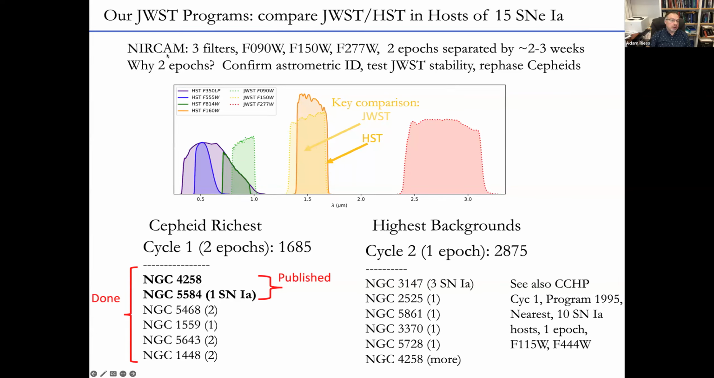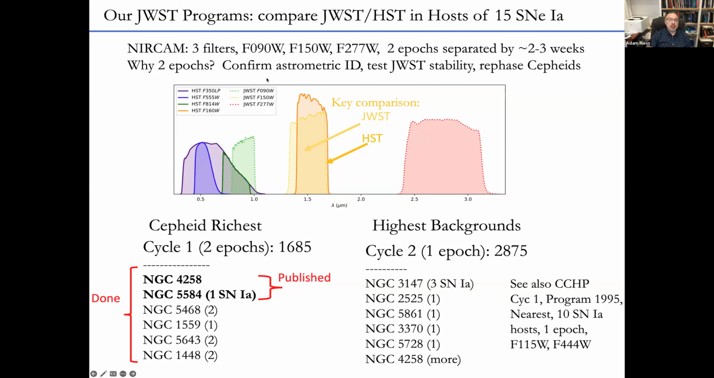So we're using NIRCam on JWST in 3 filters, F090W, which is similar but not the same as HST's I-band, F150W, which is really the key comparison here because the HST measurements in F160W are very similar, and then a redder band, F277W. And we're making our observations in 2 epochs with JWST, separated by about 2 to 3 weeks.